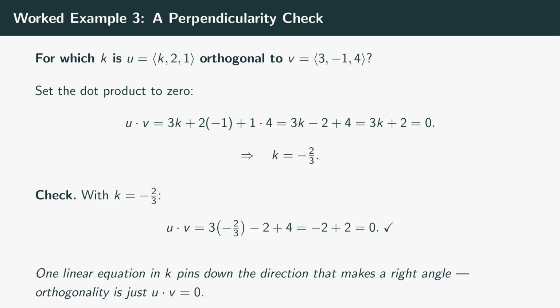Let's verify. Put k equal to negative 2/3 back in. 3 times negative 2/3 is negative 2. Then minus 2 plus 4 is plus 2, and negative 2 plus 2 is 0. The dot product vanishes, confirming the two vectors are orthogonal.